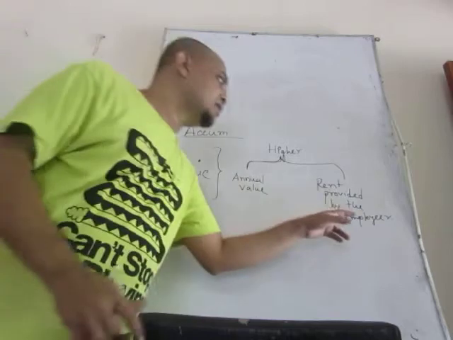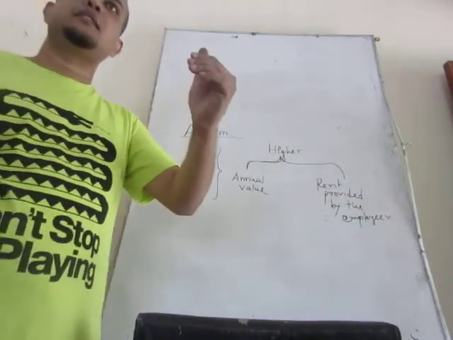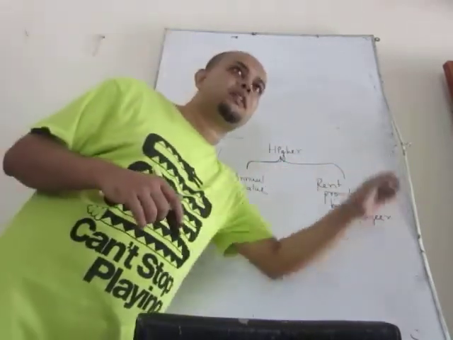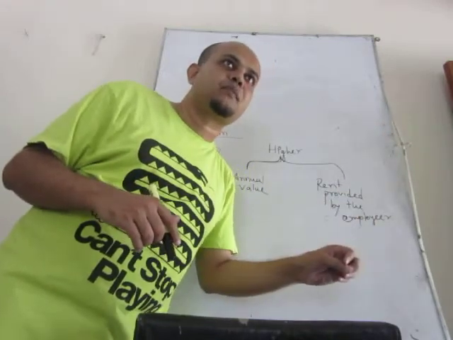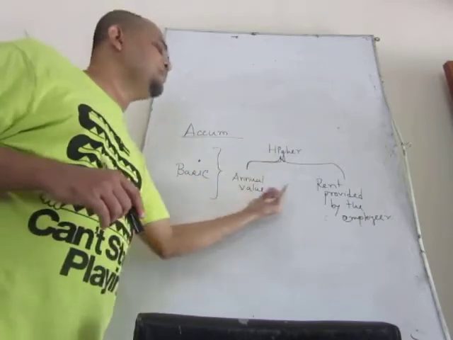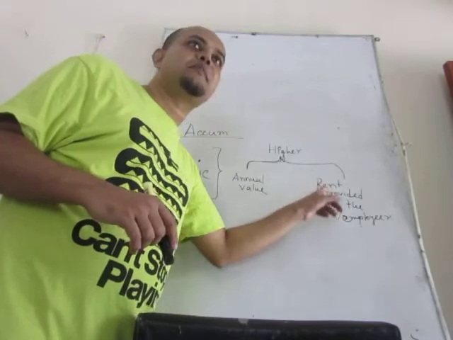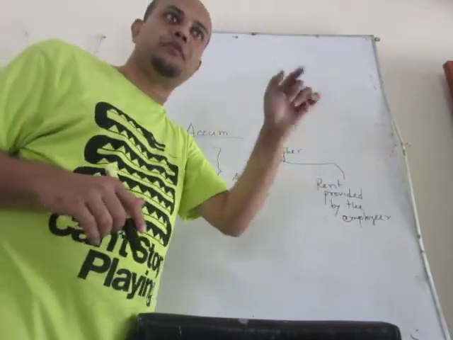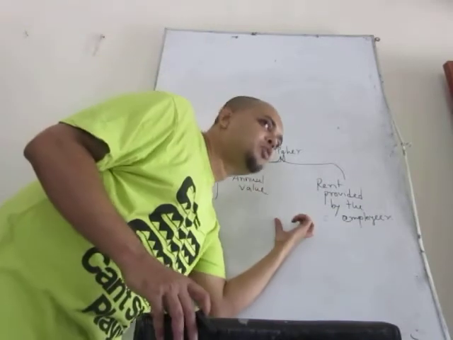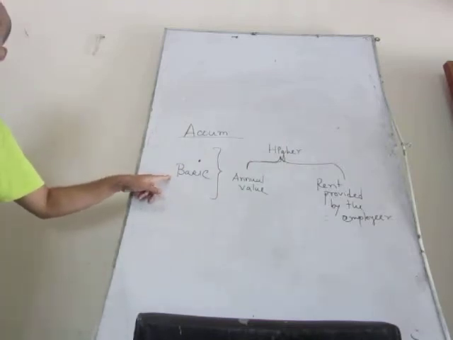The fact is, an employer can rent some property and then arrange the accommodation for his employee, right? So on behalf of the employee, the employer is providing rent each and every month. So the basic benefit will be the higher of these two. Annual value will be provided, and there may be rent provided by the employer, not the employee. Rent provided by the employer on behalf of the employee. Between these two, whichever is higher will be the basic benefit.